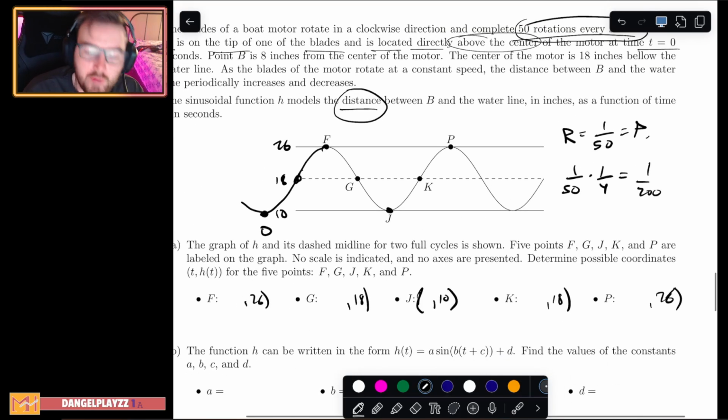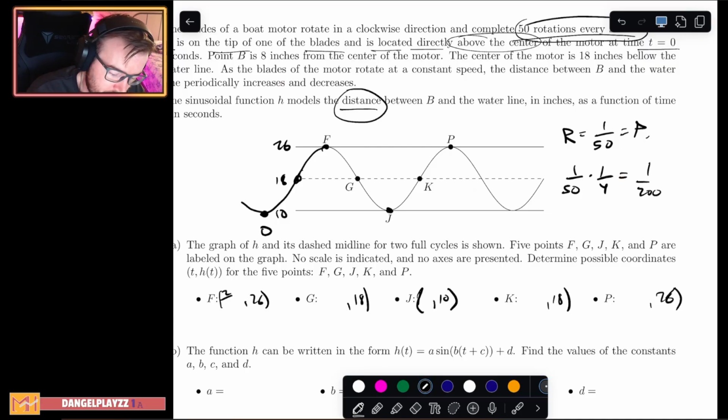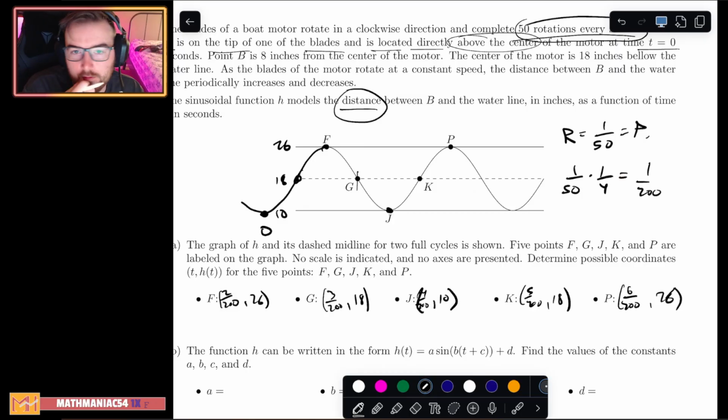So every point here is 1/200th. That's how you pronounce that. 1/200th of a second. So if this is 0, this is 1/200th, 2/200ths, 3/200ths, 4/200ths, 5/200ths, 6/200ths. You do not need to reduce for the sake of this point, okay?